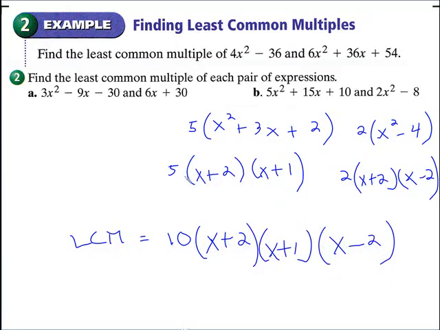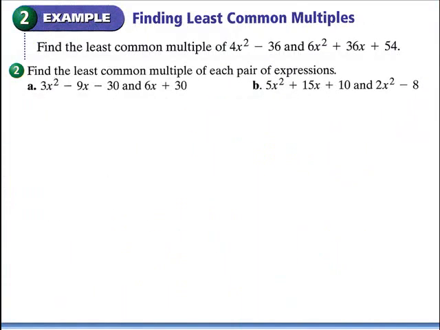Remember, the LCM always has to have one of each different factor. If any factors repeat, for example here the x plus 2 in both terms, and if one has more than the other, you keep the higher exponent. In this case, they both only have 1, so you just put down x plus 2 once. So that's how you find the LCM. Let's move on.